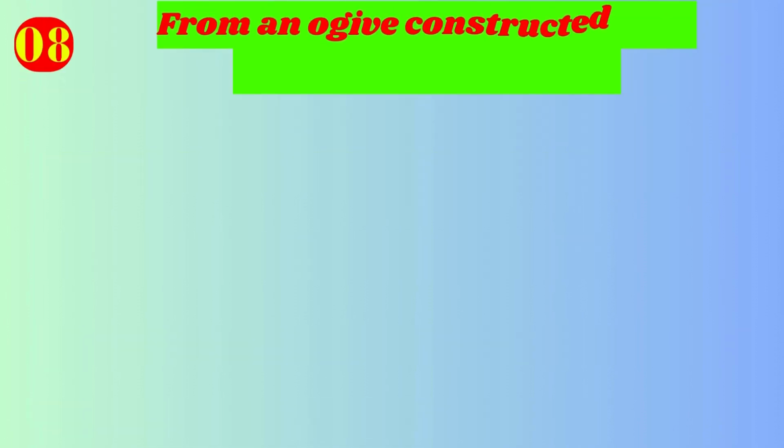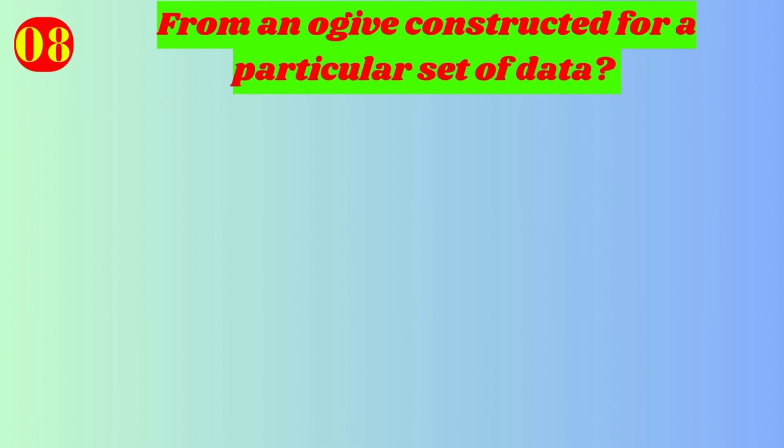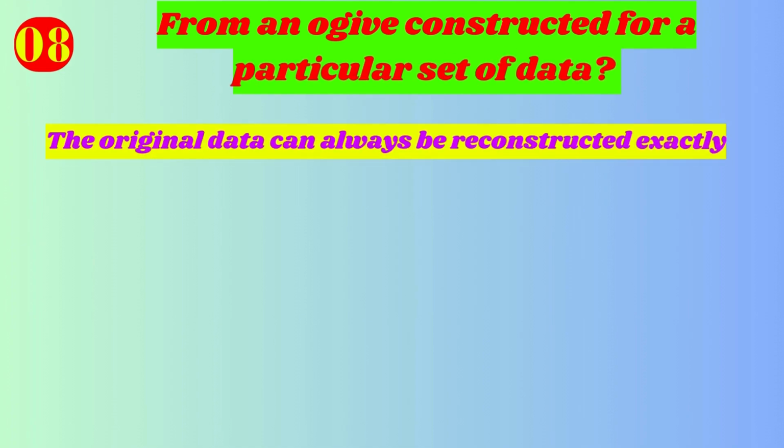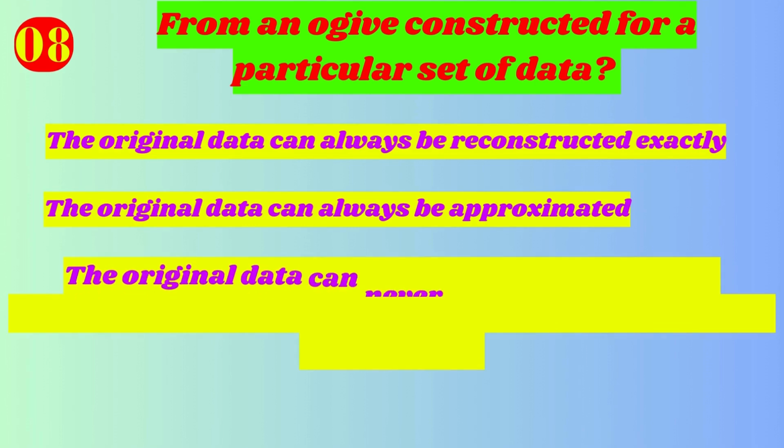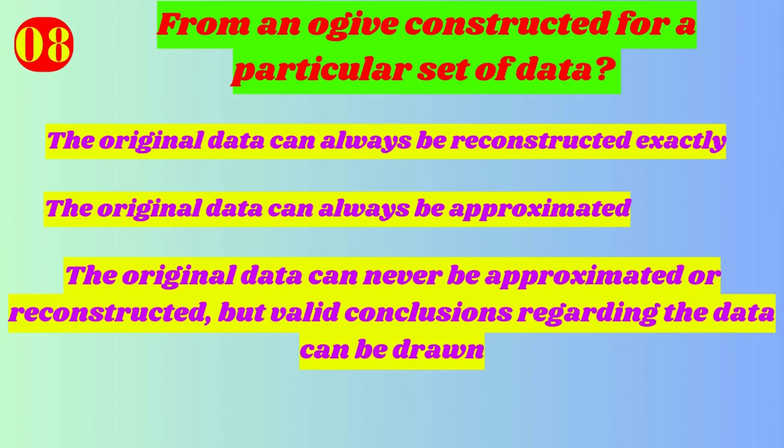From an ogive constructed for a particular set of data, the options are: the original data can always be reconstructed exactly, the original data can always be approximated, the original data can never be approximated or reconstructed, but valid conclusions regarding the data can be drawn. None of these. The correct option is the original data can always be approximated. An ogive allows us to approximate the original data, but not reconstruct it exactly. From an ogive, we can estimate the number of data points within a certain range, but we cannot determine the exact values of the original data points.